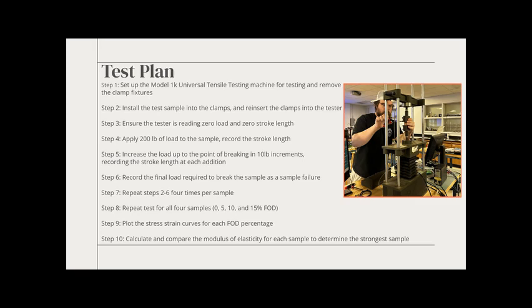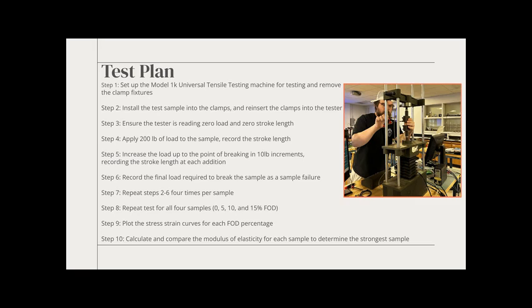Step 3 is to ensure the tester is reading 0 load and 0 stroke length. Step 4 is to apply 200 pounds of load to the sample and record the stroke length. 200 pounds is well below the predicted breaking point, so it would be a reasonable starting point for the data. Step 5 is then to increase the load up to the point of breaking in 10-pound increments, recording the stroke length at each additional 10 pounds. An Excel sheet detailing all the data is helpful to ensure easy data recording and analysis afterwards.